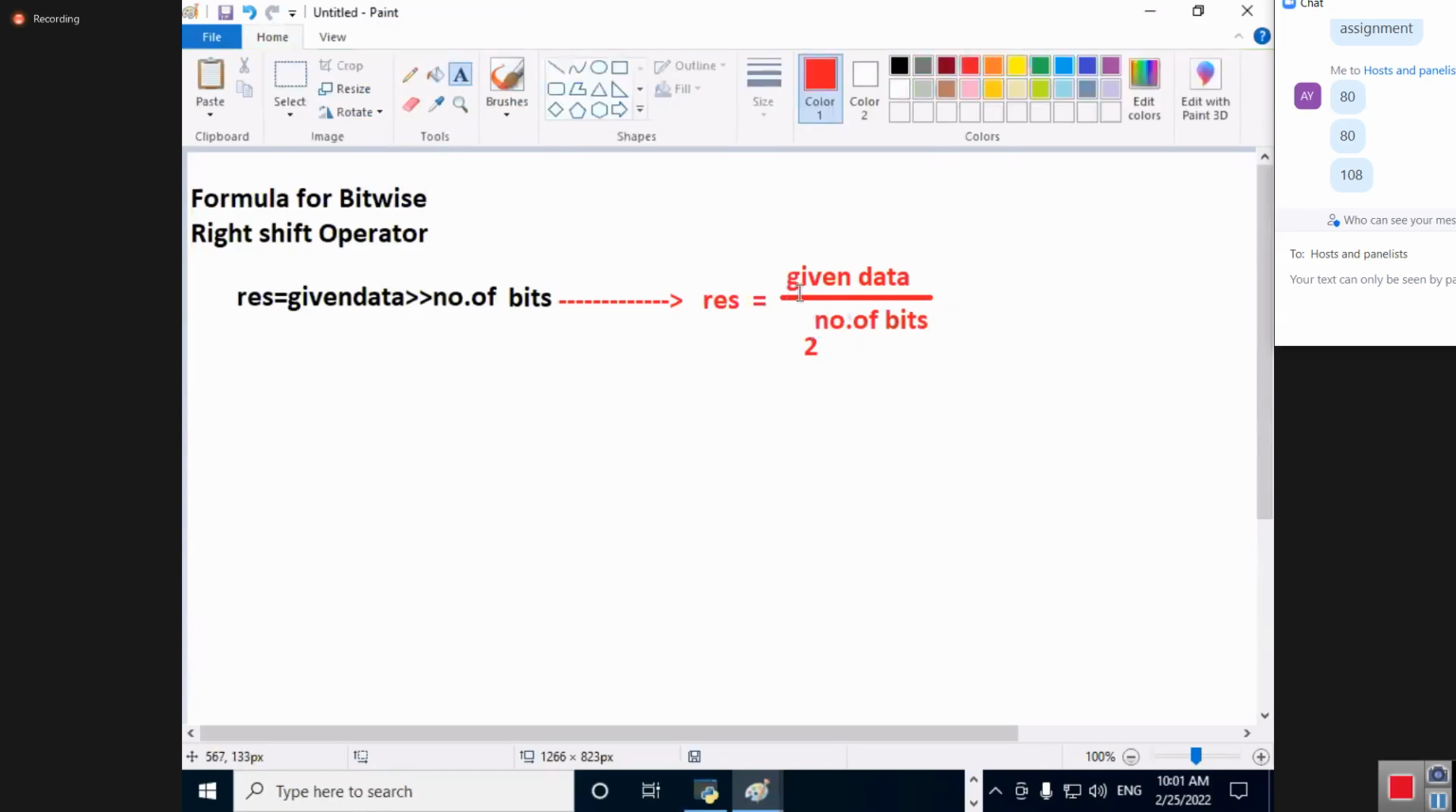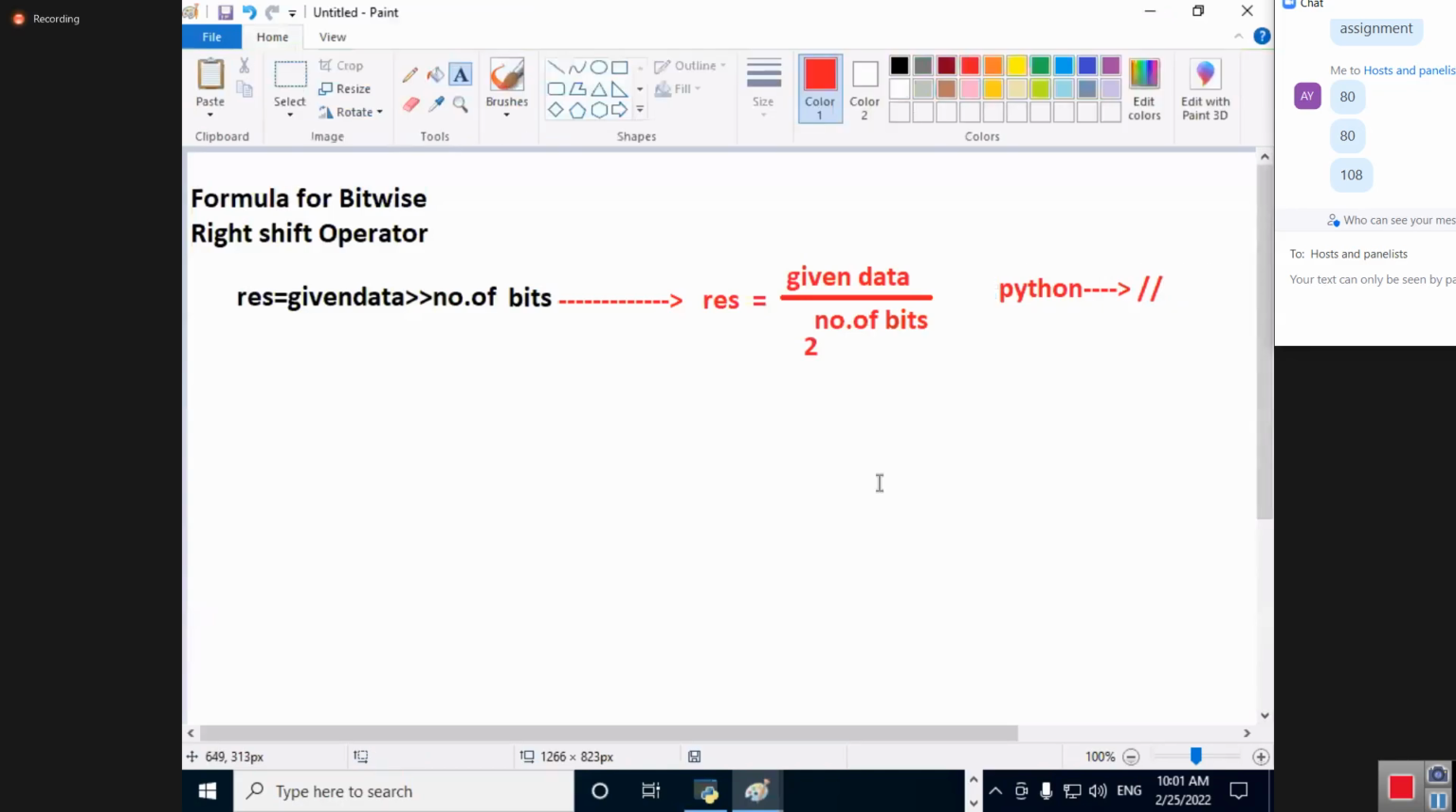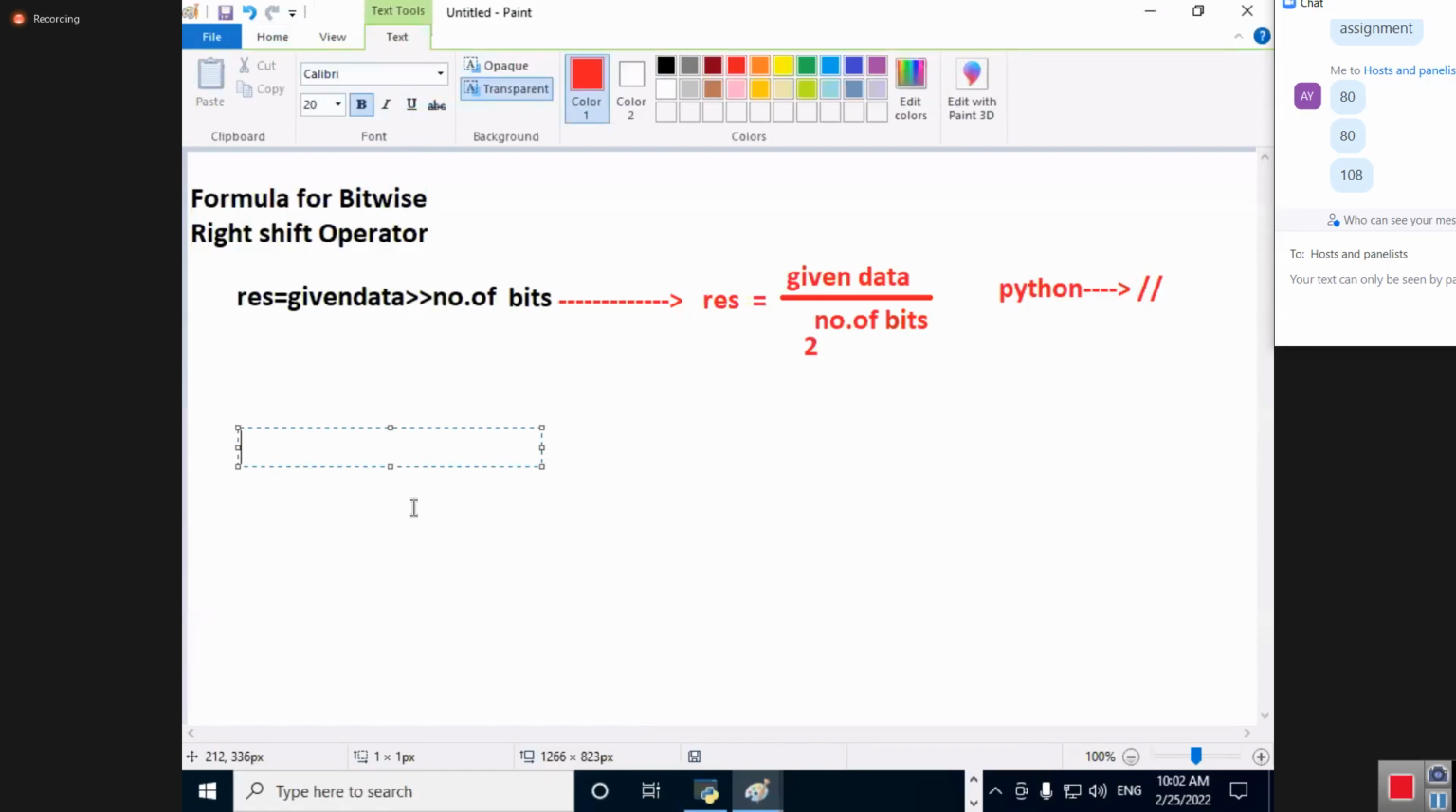So in mathematics you are applying slash. In Python, you must apply the double slash operator. Are you understanding? The double slash operator will give you only the integer quotient. Right. Come to the point.